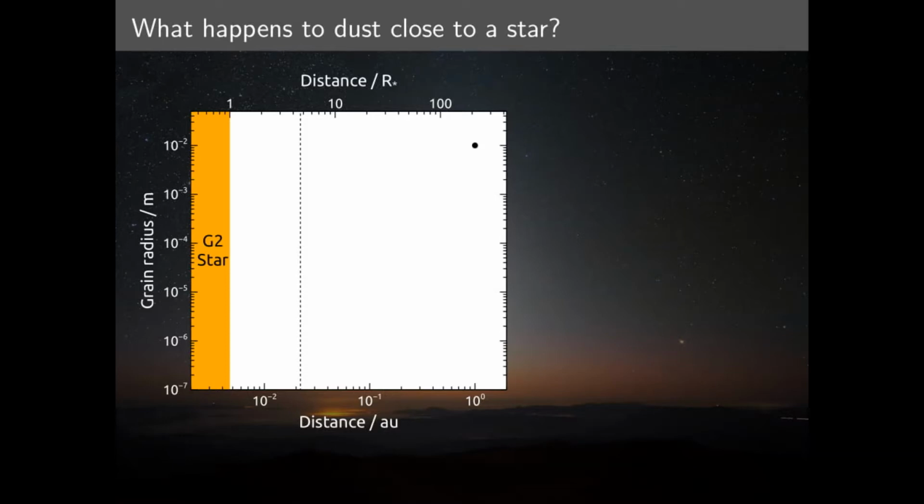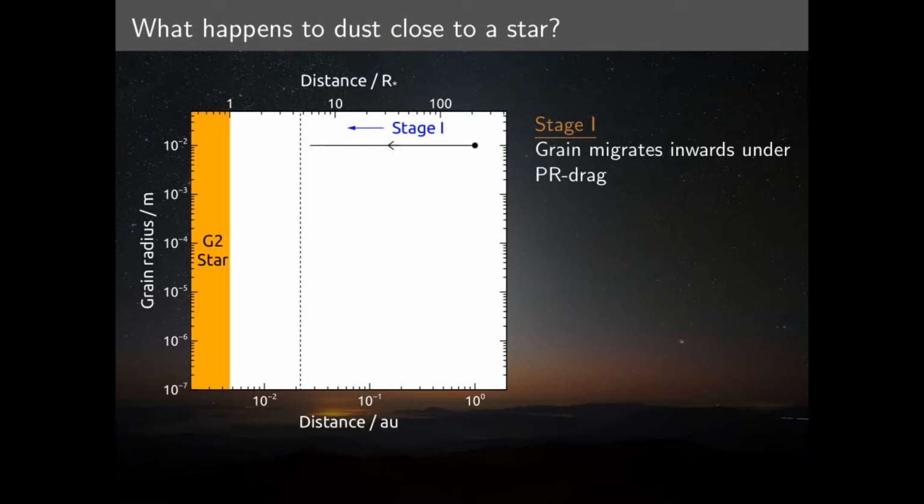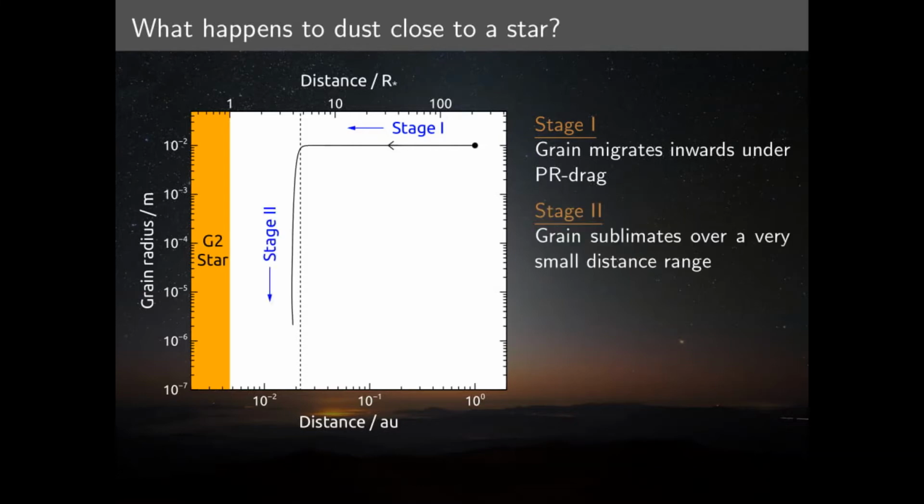So what happens to this grain? Well, first of all, the grain spirals in towards the star under PR drag, and I've shown that here. The grain slowly spirals in and gets closer and closer to the star, and as it does so, it gets hotter and hotter. Now it keeps spiraling in until it gets so hot that it starts to sublimate. And it does this extremely rapidly, and this is stage 2 on the plot.